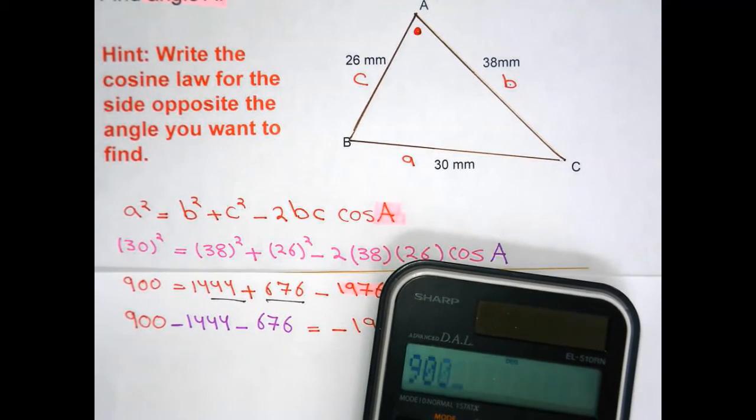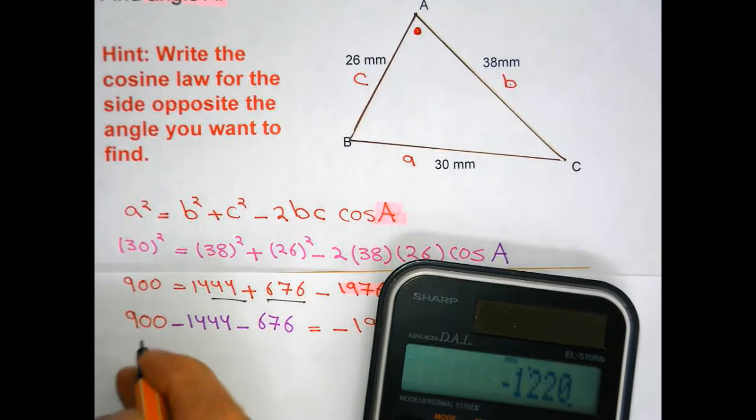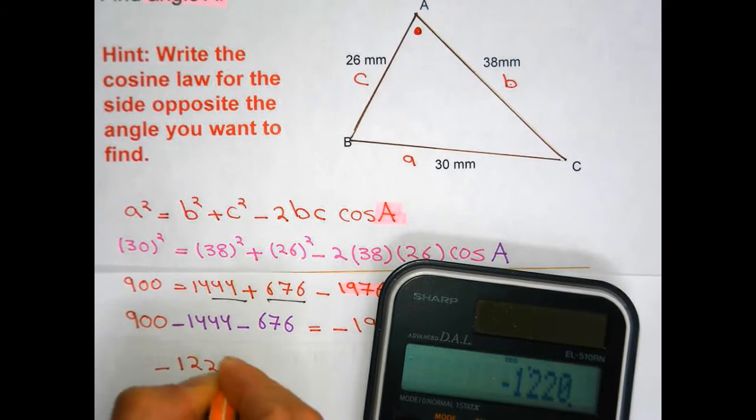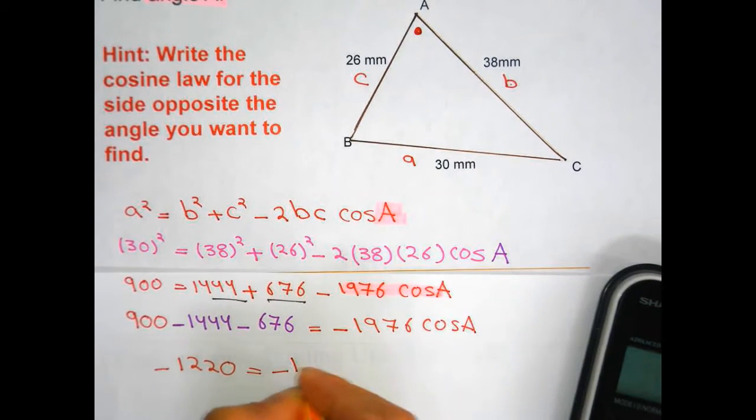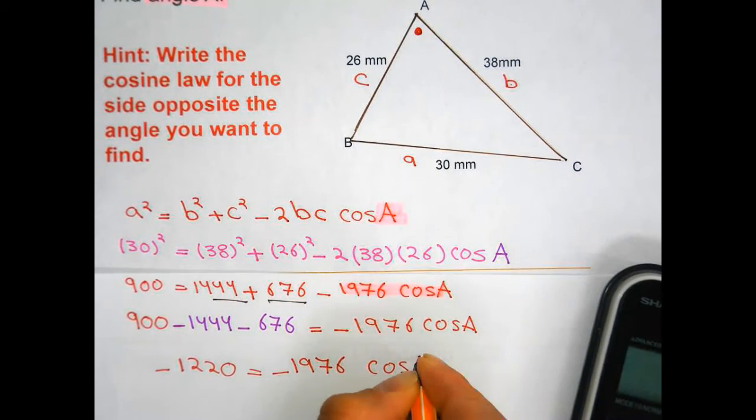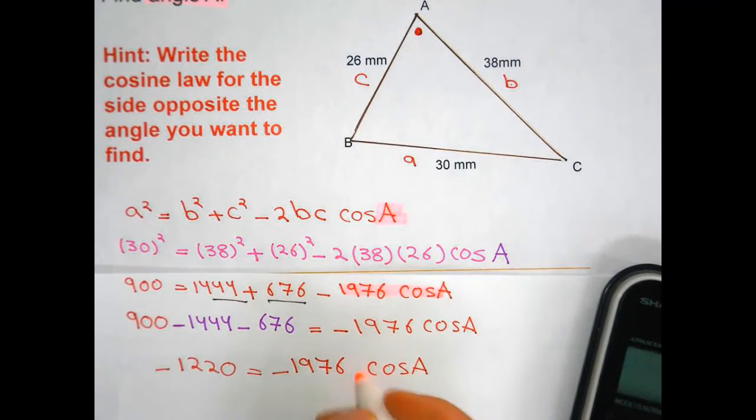Now we are going to do this subtraction. 900 minus 1444 minus 676. So that is negative 1220 equals negative 1976 cosine A.